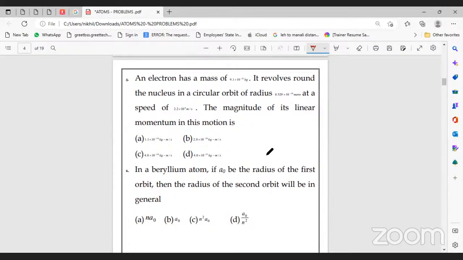Come to this particular case. Electron has a mass. It revolves in an orbit of radius 0.529, which is approximately 0.53 angstrom. So this clearly indicates the first orbit. Then they are asking you to find the linear momentum, P.